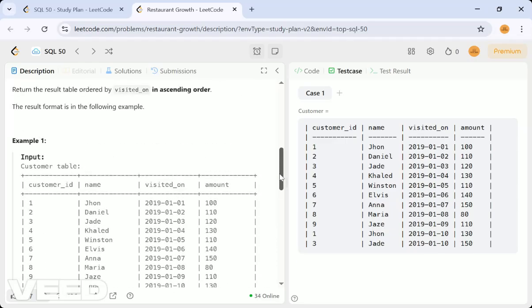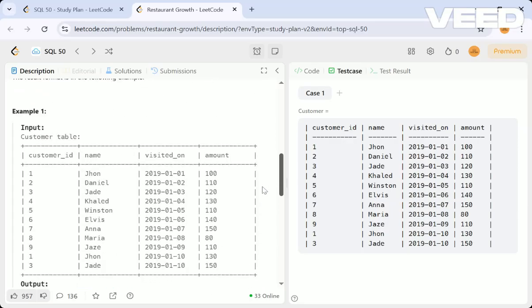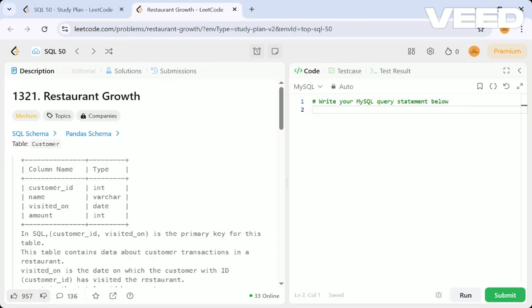So compute the moving average of how much customers paid in a 7 days window. That is the past 7 days with today also added. The average amount we have to calculate and round to two decimals. Let's see in code how we can solve this particular problem. Let me start with a simple select. What are the things we have to select?